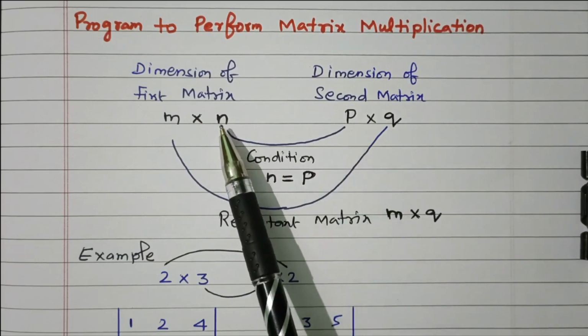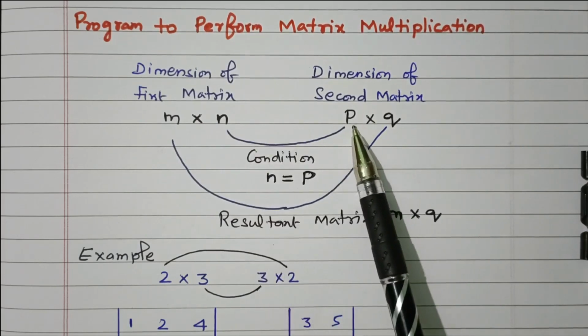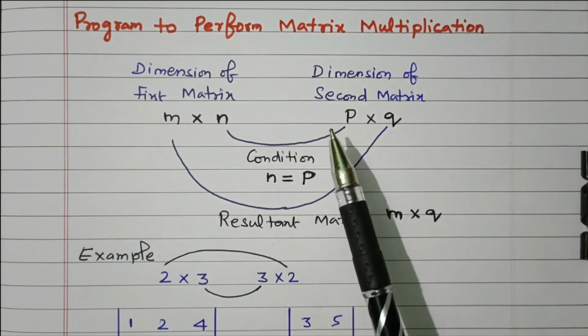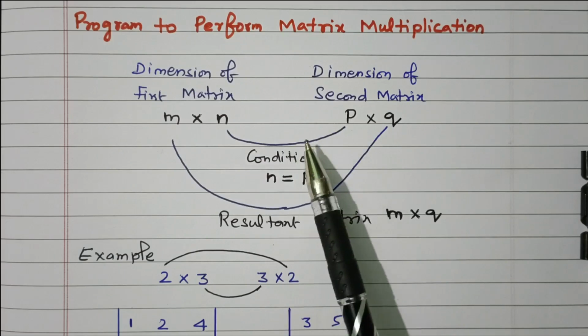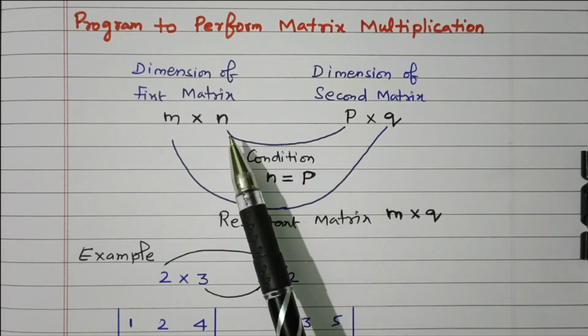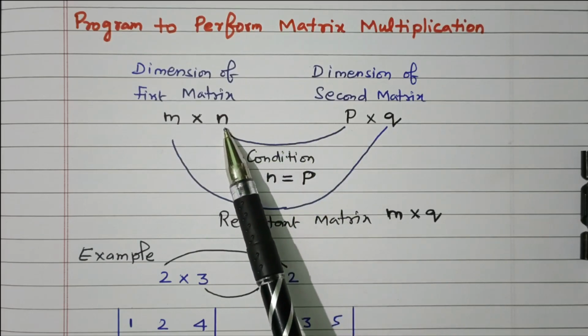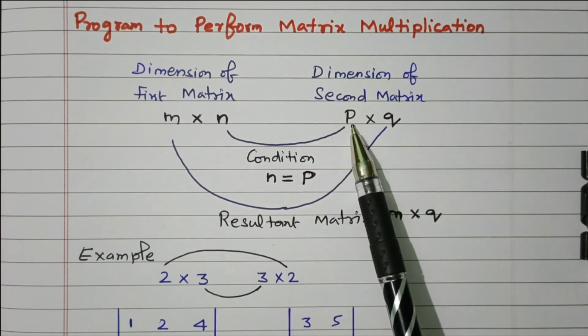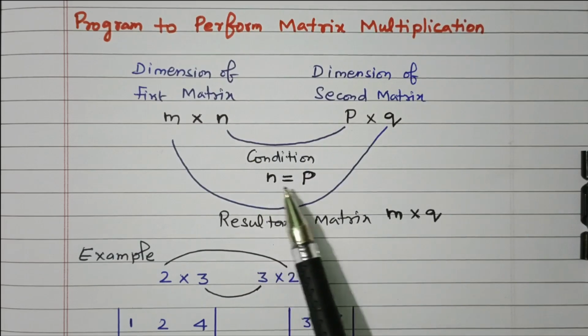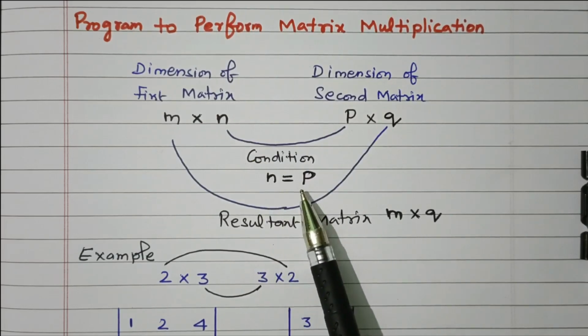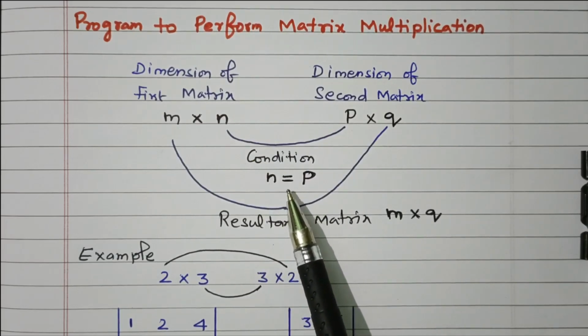That is, the row elements are multiplied with the column elements. Then all are added together, so these two should be equal. We'll see the example, at which time you will be able to understand clearly. So the column elements are multiplied with the row elements. So these two should be equal, right? Suppose n is equal to p, both are equal, then we can perform the matrix multiplication.